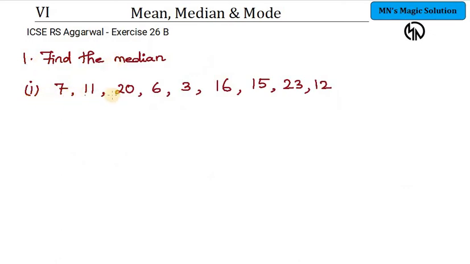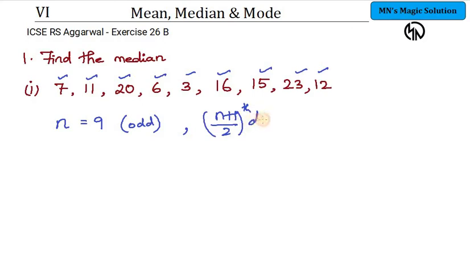Subdivision 1. They have given you a set of data and you have to find the median. How many datas are there? That is our first query. 1, 2, 3, 4, 5, 6, 7, 8, 9. So the number of data n is equal to 9, and n is an odd number. When it is odd, how do you find the median? It is the (n plus 1) divided by 2th data. n is 9, so 9 plus 1 divided by 2, which is 10 by 2, which is equal to the 5th data.